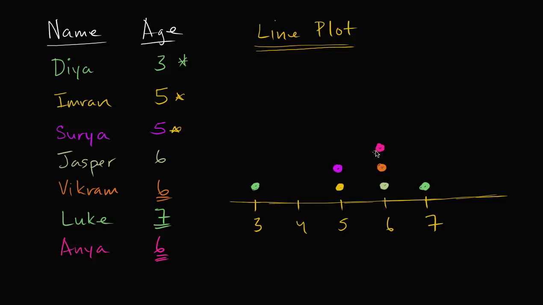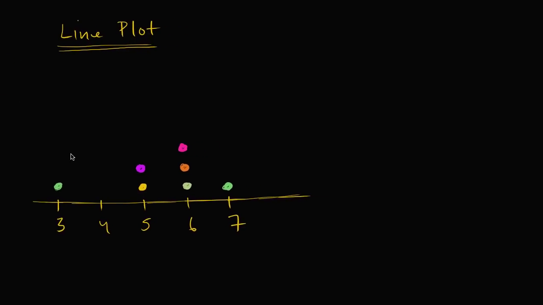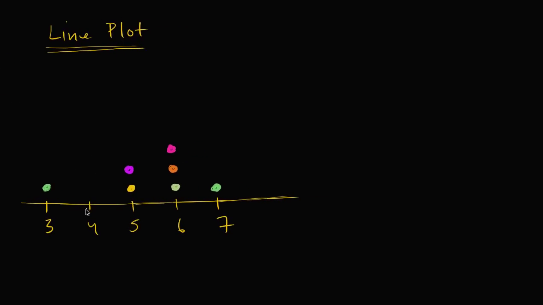And if we asked ourselves a question, well, actually, let me just even take it away. If we didn't have the table, and we just had the line plot, and if someone said, hey, look, these are ages right over here. This is our ages in years old. And each dot represents a student who's at the party. So based on this line plot, how many people are more than 5 years old?